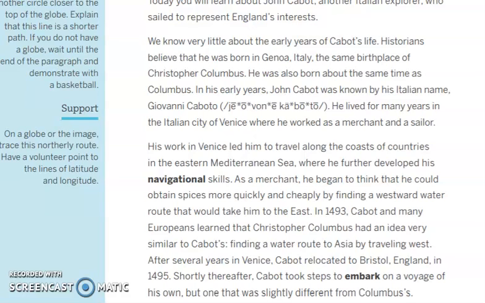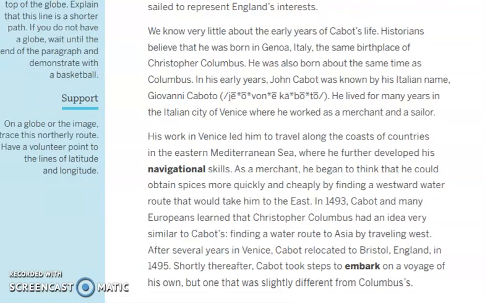In 1493, Cabot and many Europeans learned that Christopher Columbus had an idea very similar to Cabot's, finding a water route to Asia by traveling west. After several years in Venice, Cabot relocated to Bristol, England in 1495. Shortly thereafter, Cabot took steps to embark on a voyage of his own, but one that was slightly different from Columbus's.